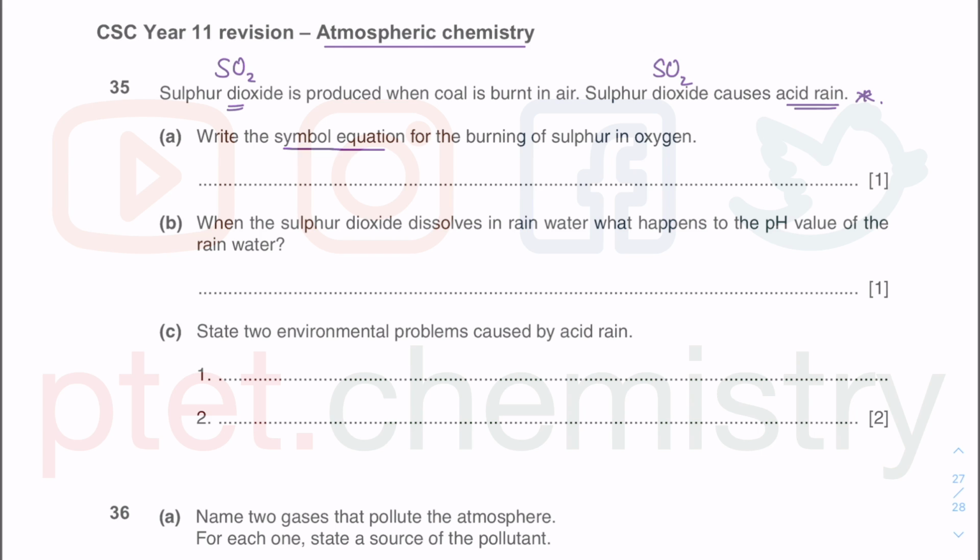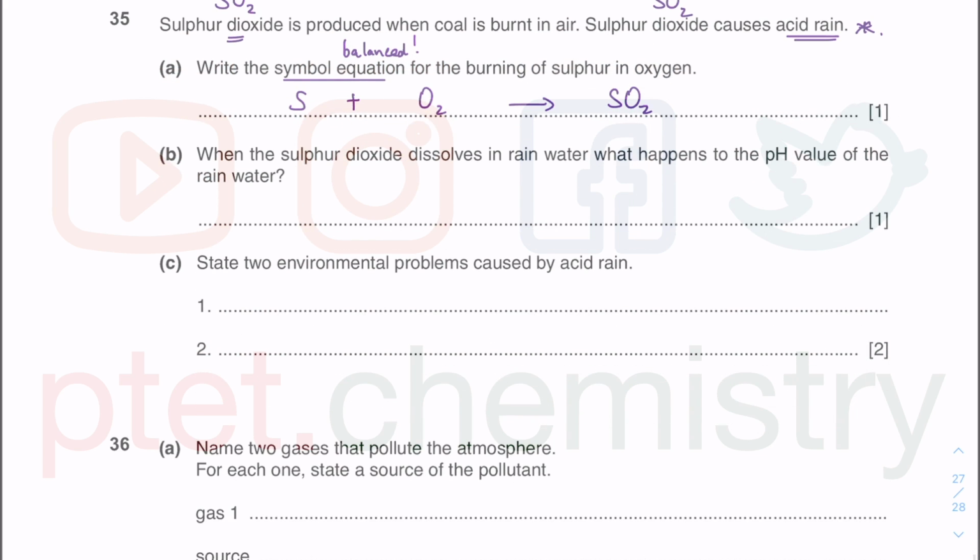Write the symbol equation, which of course without them telling you to, you have to balance it. Alright, so I know sulfur plus oxygen will give you SO2, and just like that, there's one sulfur and there's one sulfur, there are two oxygen, 1 times 2, so 2 oxygen. This equation will give you the 1 mark, very straightforward.